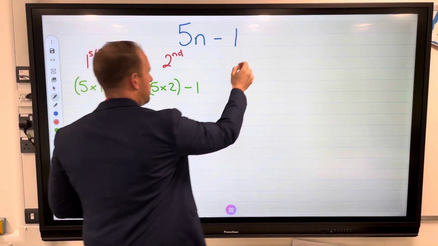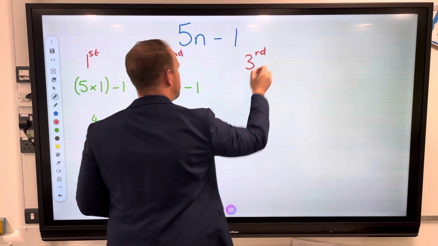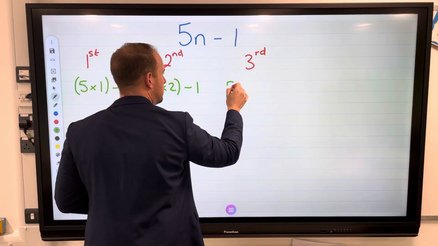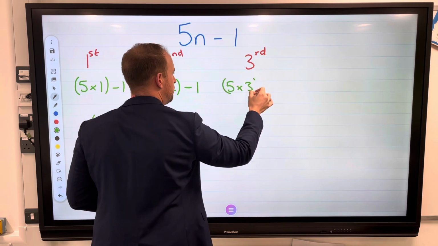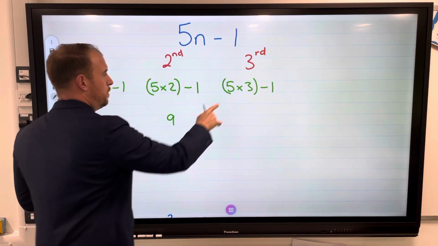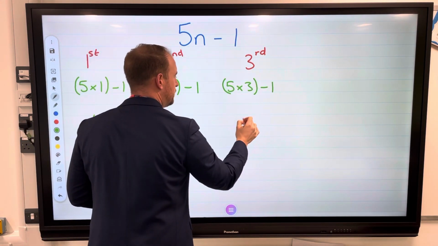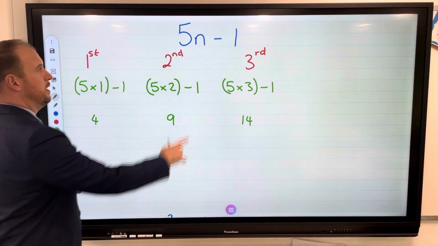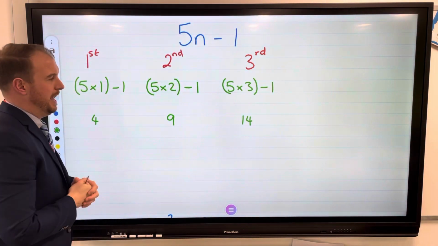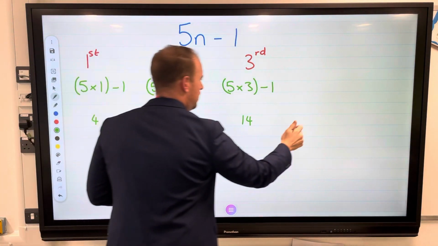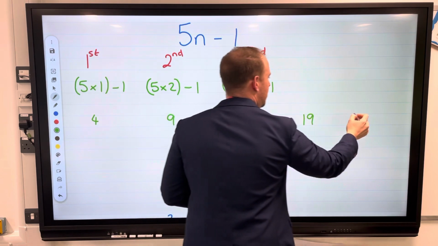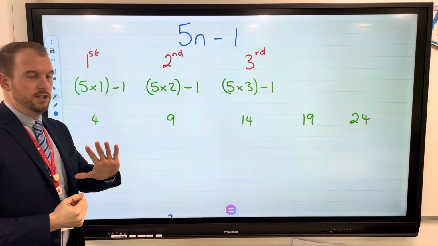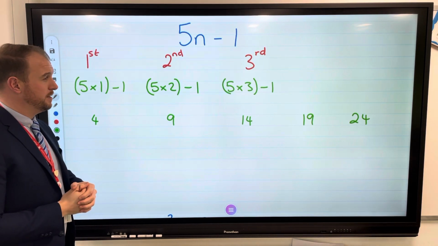Third term, we're now going to substitute the n for 3. So 5 times 3, take away 1. Well, 5 times 3 is 15, take away 1 is 14. You can see now, again, we've gone up in 5s, because this is the coefficient of the n. So let's add on 5 here then, to make 19. Let's add on 5 to make 24. There are our first 5 terms of that nth term there.